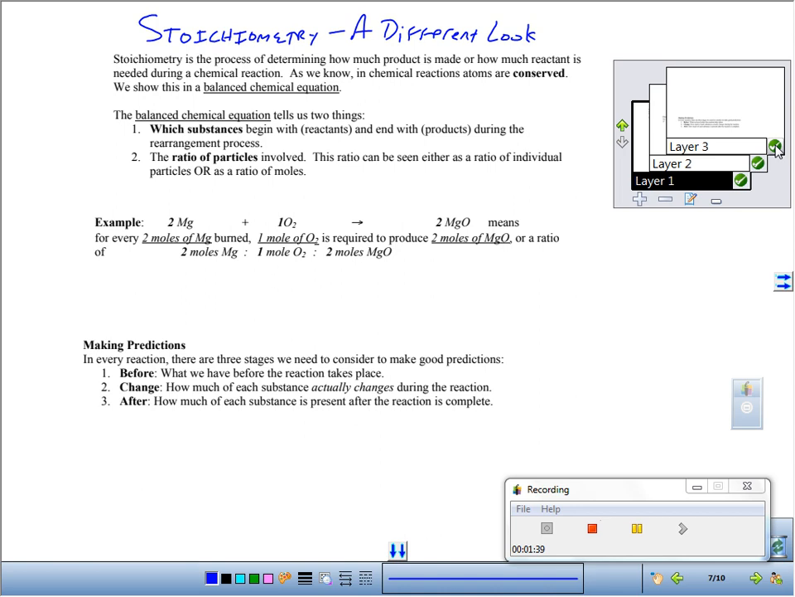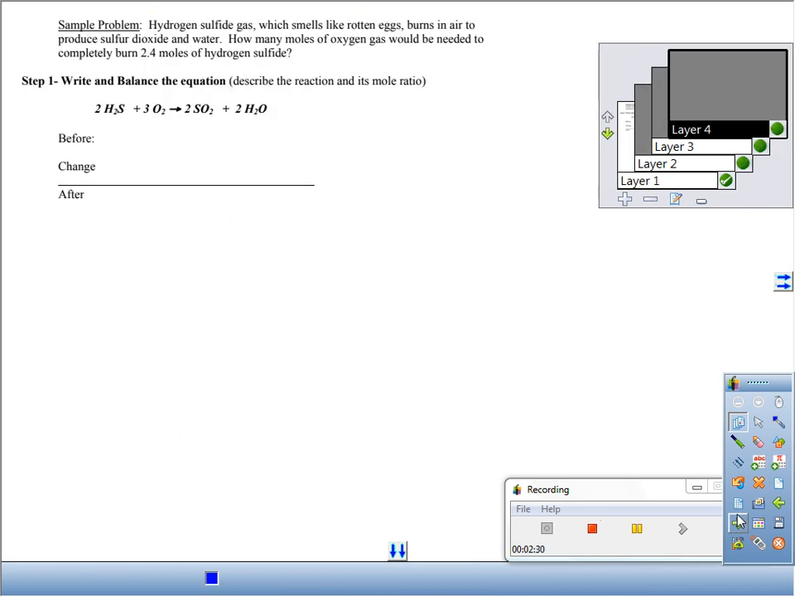Okay, so when we start to do this, we're going to be using a table, and this is called a BCA table. So here's a sample problem. Hydrogen sulfide gas, which smells like rotten eggs, burns in air to produce sulfur dioxide and water. So we've got the reactants and the products. How many moles of oxygen gas are required to completely burn 2.4 moles of hydrogen sulfide?